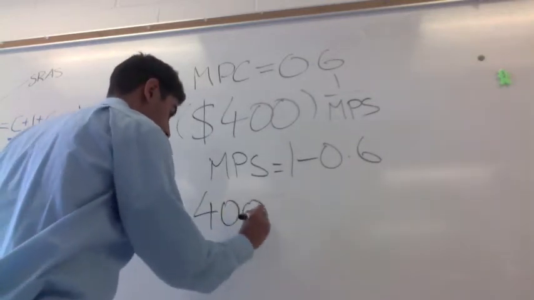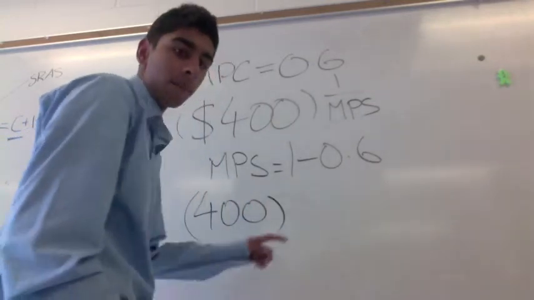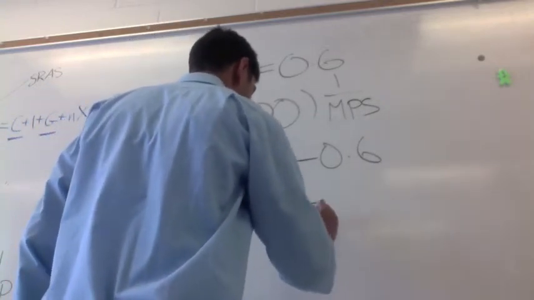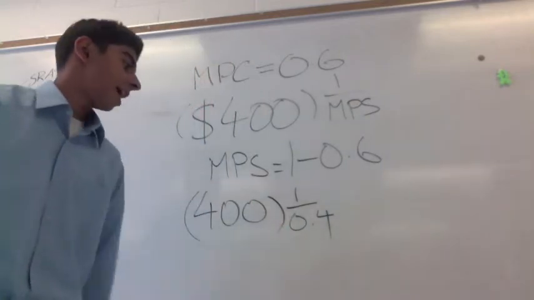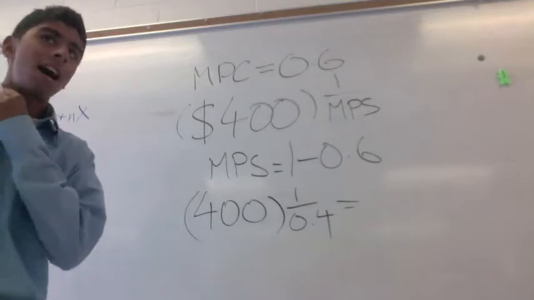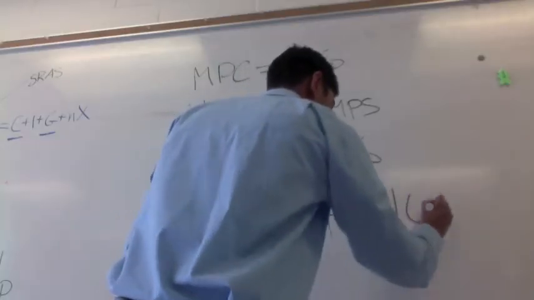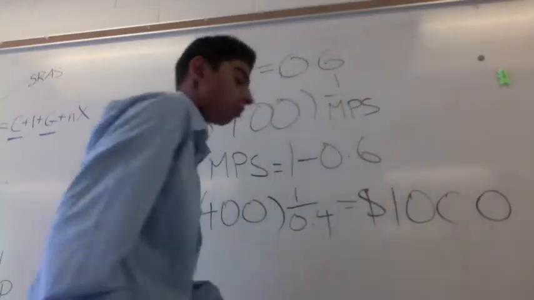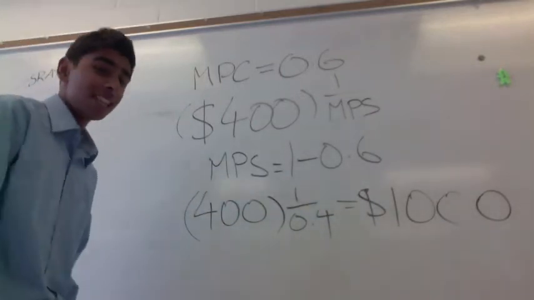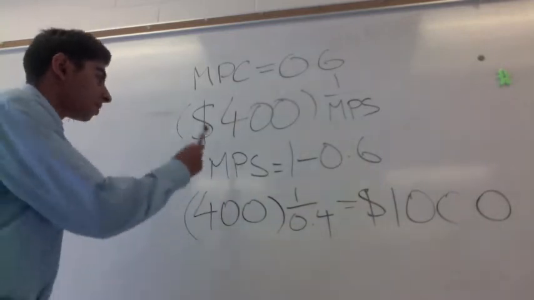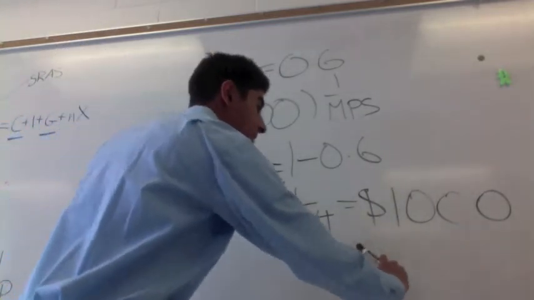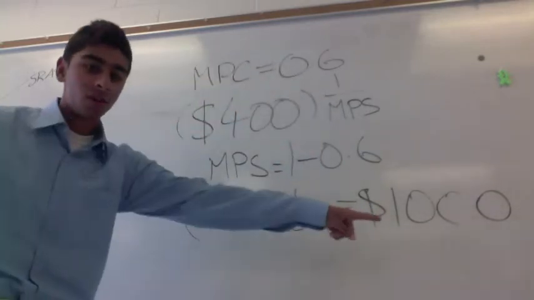Alright? So now we have 400 multiplied by 1 over 0.4. Now, if we do that calculation, it comes out to $1,000 right here. So what we can see is that an increase in government spending by just 400 has increased aggregate demand by $1,000 in total.